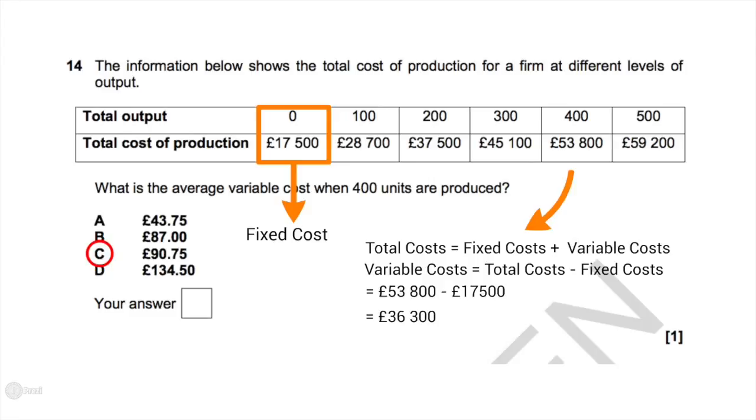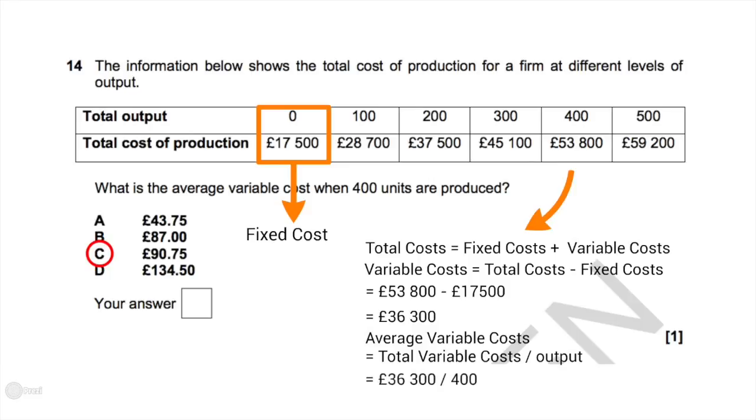This gives us the total variable cost, and in order to work out the average variable cost, we divide this figure by the total output, or the output that we are producing, which is 400. So we do 36,300 divided by 400, which gives us an average variable cost of £90.75, which is answer C.